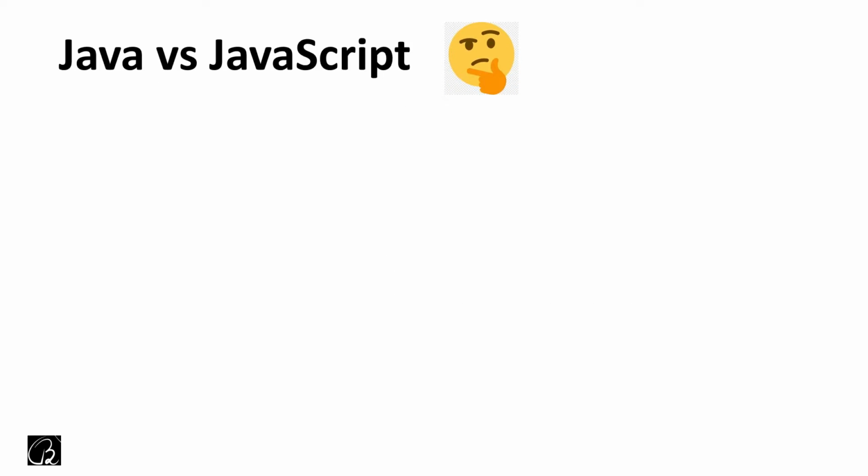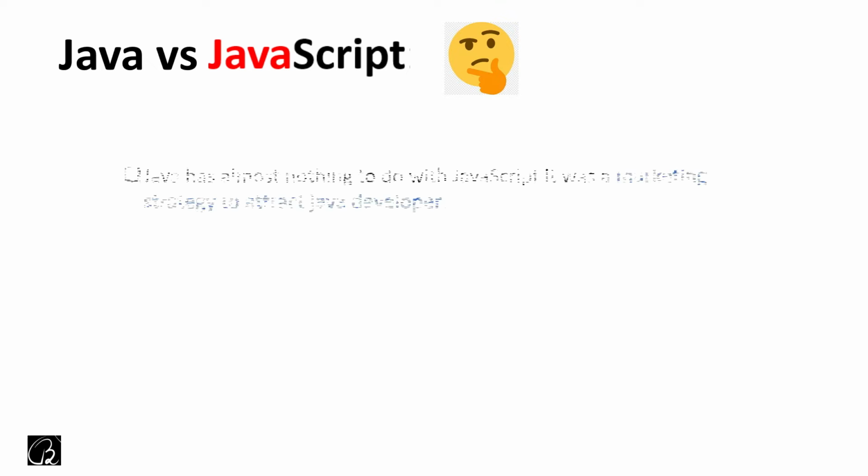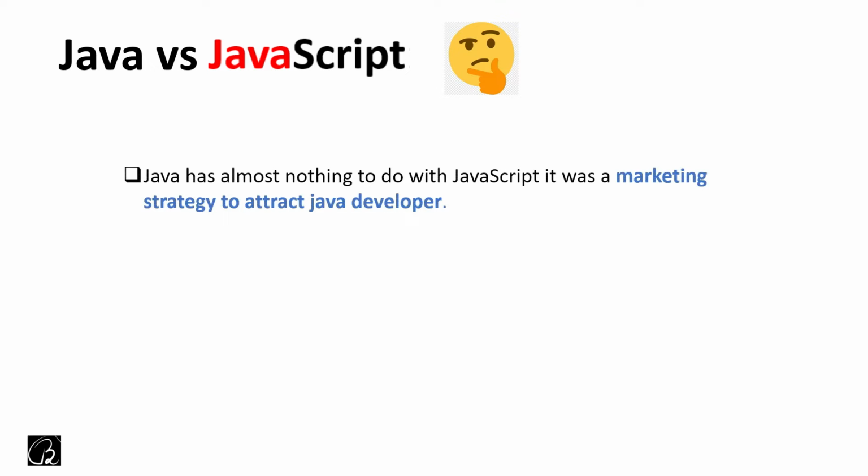Now let's come to the most important and interesting part. Earlier I told you that many of my friends and colleagues have one doubt in their mind: is there any relationship between Java and JavaScript, because the name Java is tagged onto JavaScript. Java has almost nothing to do with JavaScript. There is no relationship. It was a marketing strategy. At that time Java was a very popular language, so it was just a marketing strategy to attract all the Java developers to learn JavaScript, because at that time JavaScript was a very new technology. There is no relationship. Thus LiveScript became JavaScript.